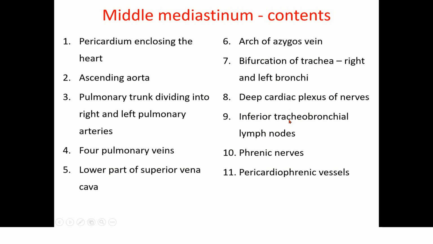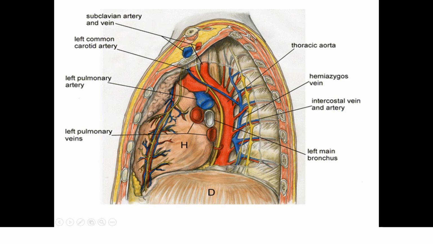Then the deep cardiac plexus of nerves, inferior tracheobronchial lymph nodes, phrenic nerves, and pericardiophrenic vessels. You can see here all the structures which I have described. This is the heart with the great vessels which will be occupying the middle mediastinum.